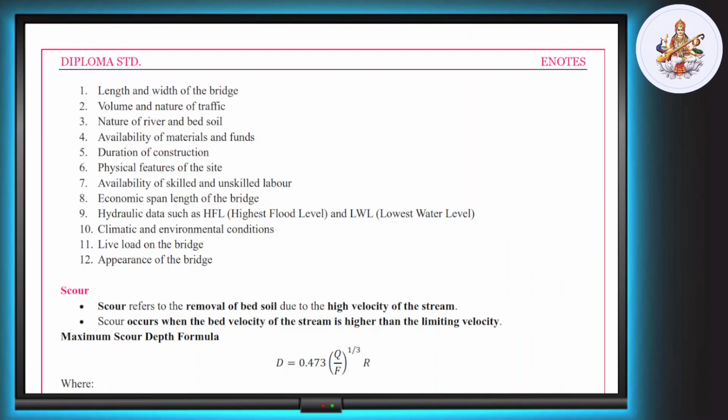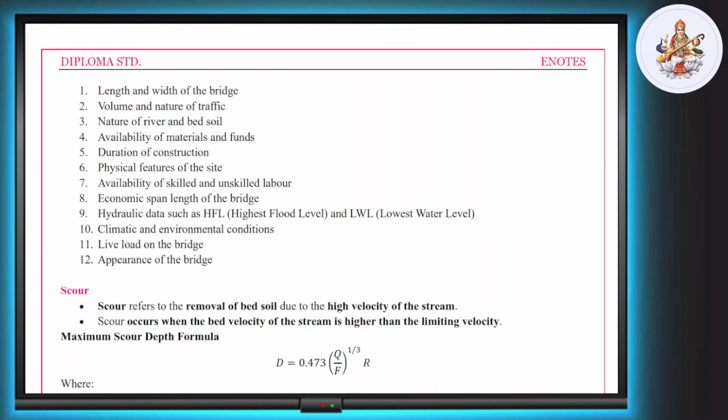8. Economic span length. We will learn this in a moment. It means choosing span length to minimize overall cost. 9. Hydraulic data. Like HFL, highest flood level, and LWL, lowest water level. 10. Climatic and environmental conditions. Freezing zones? High rainfall? That influences material choice. 11. Live load on the bridge. Based on IRC loading classes we studied before. 12. Appearance, aesthetics. For urban or tourist areas, the bridge should look good too.